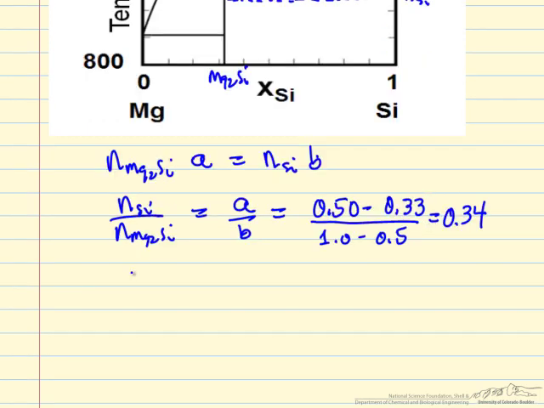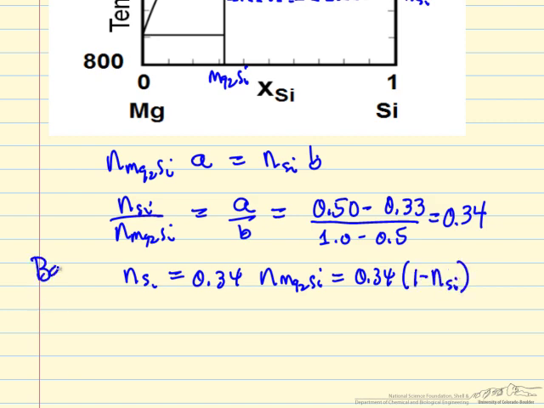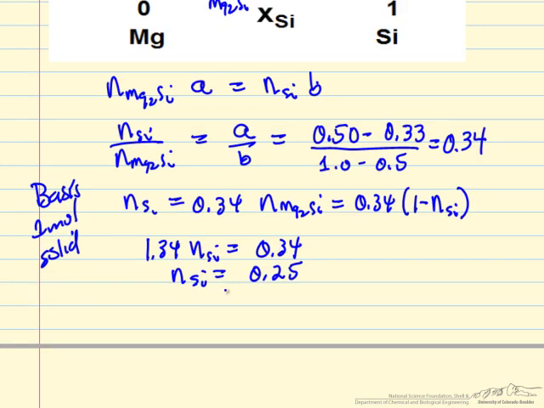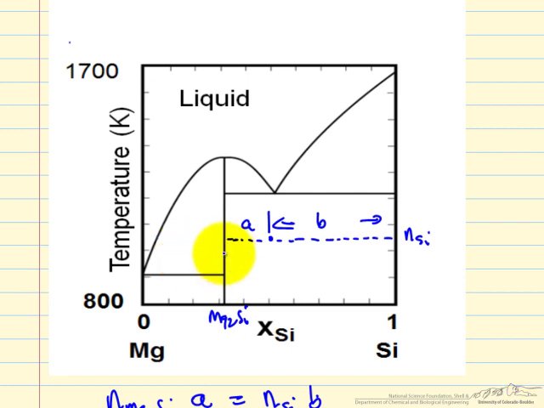So that's equal to 0.34, which means the number of moles of silicon is 0.34 times the number of moles of our compound. So this is equal to 0.34 times 1 minus the number of moles of silicon. Once again, our basis is 1 mole total of solid. And so if we do the math, we have the number of moles of silicon, and therefore the number of moles of the compound. So essentially, what the lever rule is telling us is the amount of the compound is proportional to B, where the amount of the silicon is proportional to A.